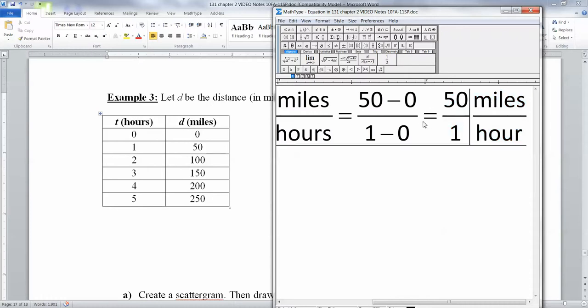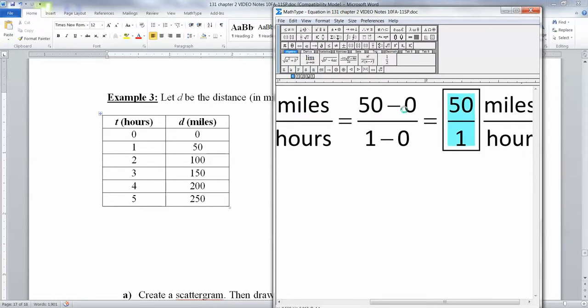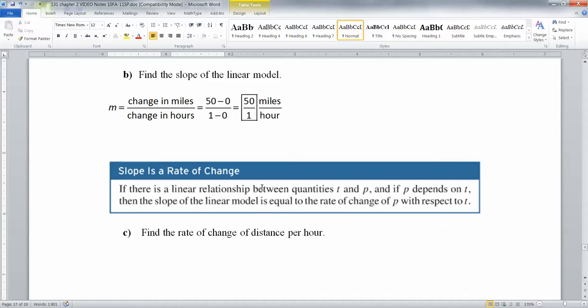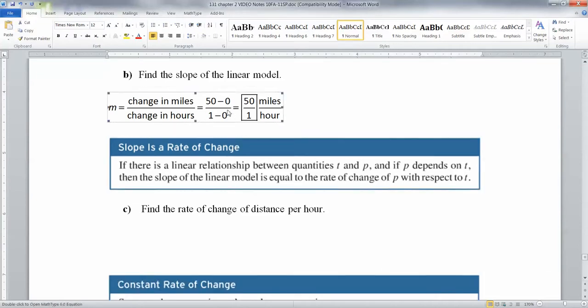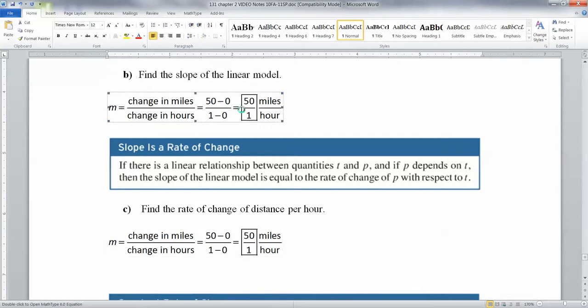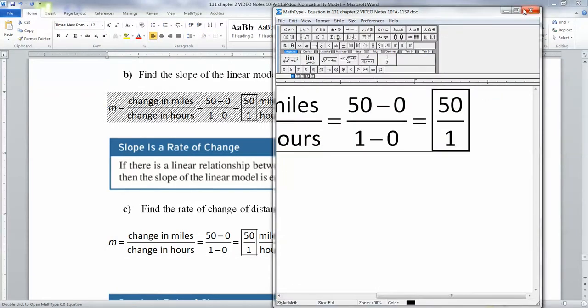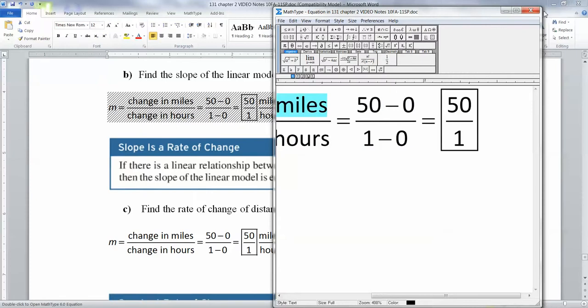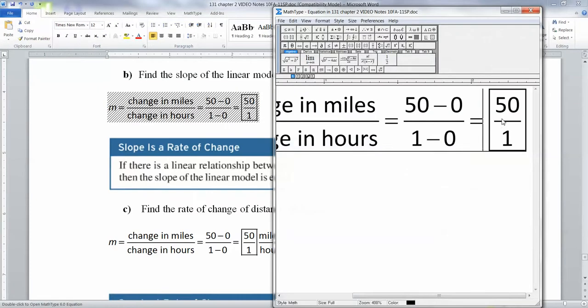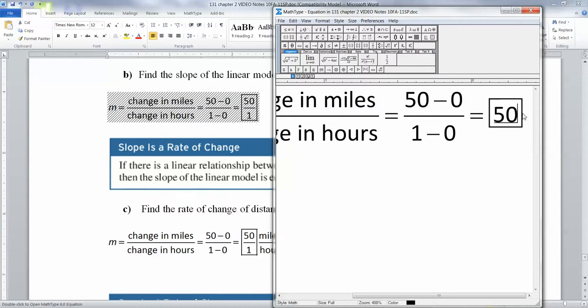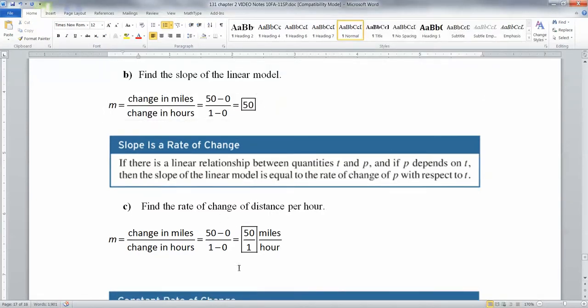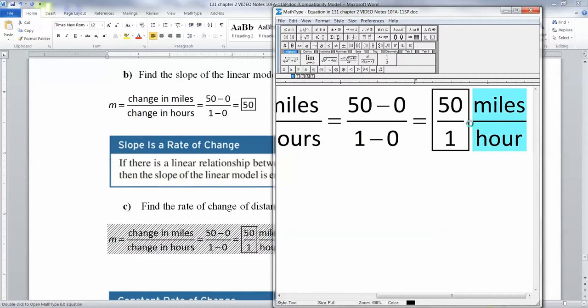Oh, rats. All they wanted for this one was the 50 part. Oh, sorry. Okay, hold on one second. So they just want the 50 at this point. I just actually answered the other question down below because the 50 part is the slope, right? And then the rate of change is miles per hour. So 50, boom, right? y2 minus y1 over x2 minus x1. So change in miles, change in hours, 50 over 1, which would just be 50. Okay. But when they want the rate of change, that's when you say, oh, it's 50 miles per hour.